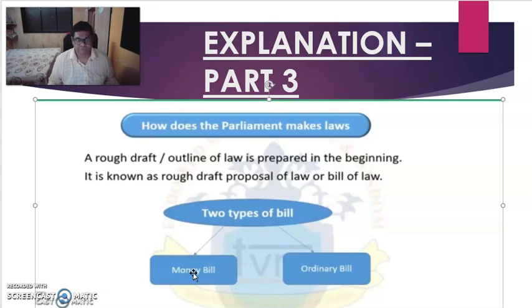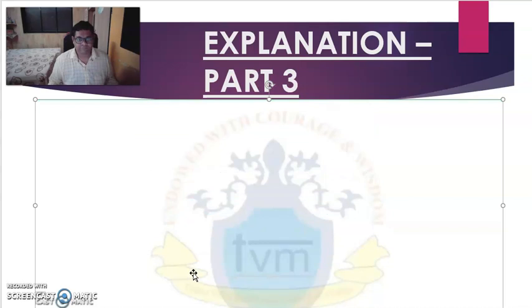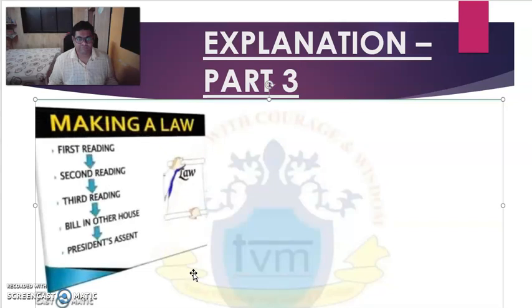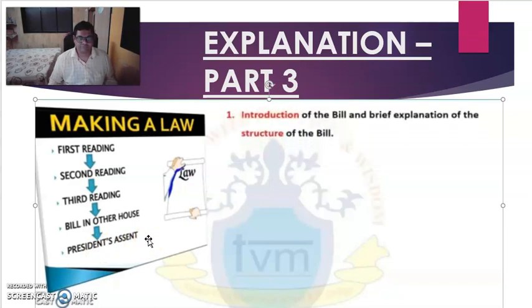Laws related to money bills are mostly introduced or passed in Lok Sabha. Now let's move forward and see the process. In order to make a bill into an act or law, it has to undergo the following process: first reading, then second reading, third reading, bill in other house, and President's assent. So we will study them one by one.